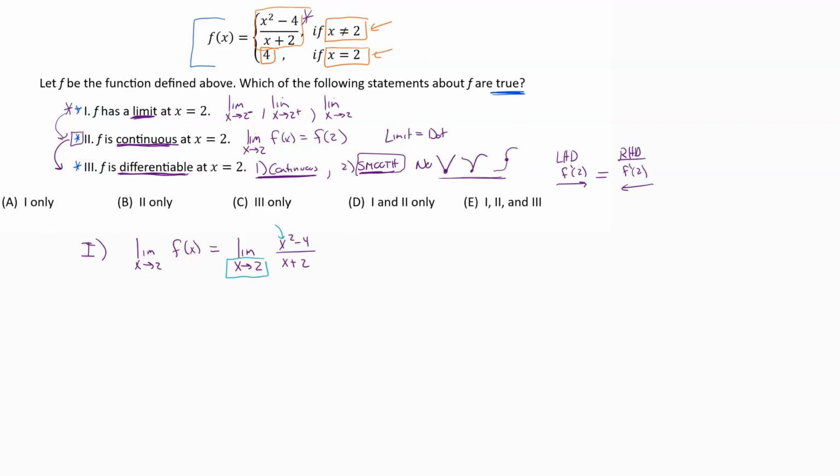So here, if I plug in 2 for x everywhere, I end up getting 2 squared minus 4 over 2 plus 2, so I get 0 over 4, which is equal to 0. There's no division by 0. There's nothing wrong here. A lot of people hop at this and think they've just immediately got to start factoring. Well, that would have added more work than just trying option 1.